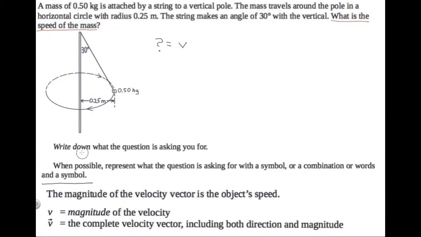You should write down what the question is asking you for, and when possible, you should represent what the question is asking you for with a symbol. The question is asking us for the speed of the mass. Speed represents the magnitude of the velocity vector. And we can symbolize the magnitude of the velocity vector with the symbol v, written without an arrow on top. When you write the symbol for a vector without an arrow on top, that symbol stands specifically for the magnitude of the vector.